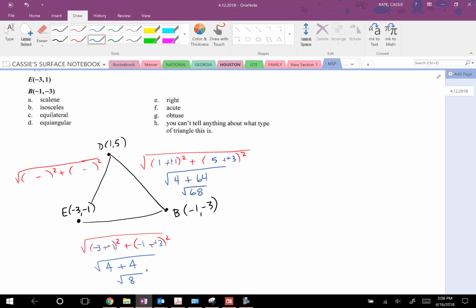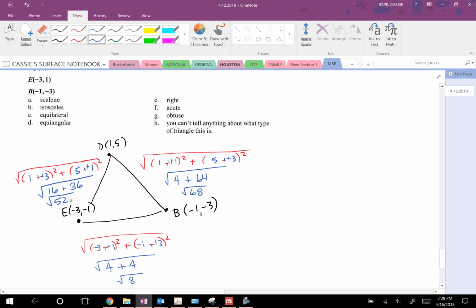Okay, so from D to E, that'd be 1, -3 for the x's, and that becomes plus, and 5, -1 for the y's, and that becomes plus. So this becomes 1 plus 3, which is 4, quantity squared is 16, plus 5 plus 1 is 6, quantity squared is 36. So this becomes the square root of 52.